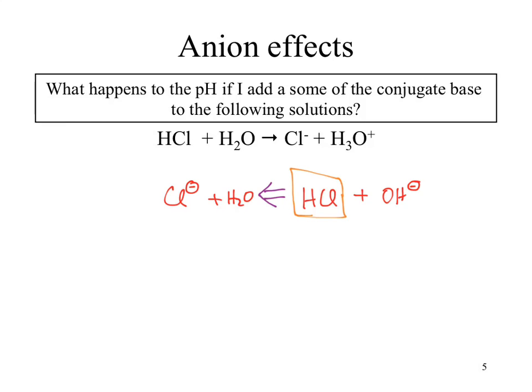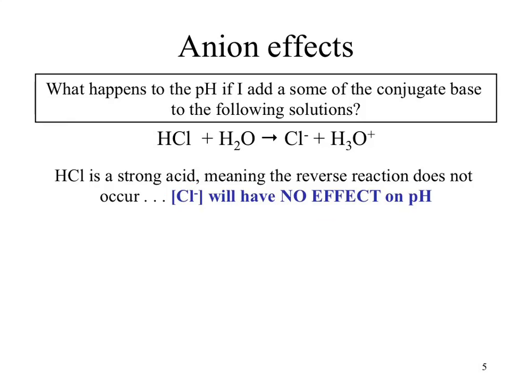So what happens to the pH if we add chloride ion? Absolutely nothing. Chloride ion sits in the water, does not react with the water, and does not generate hydroxide. Nothing changes to the pH. Okay? So the conjugate base of a strong acid does absolutely nothing when we look at the pH. What happens if we change our acid?